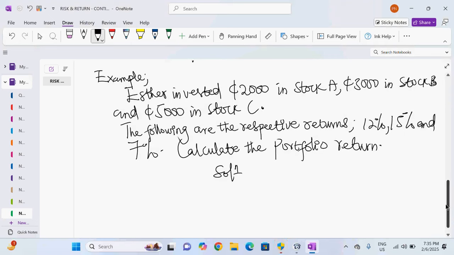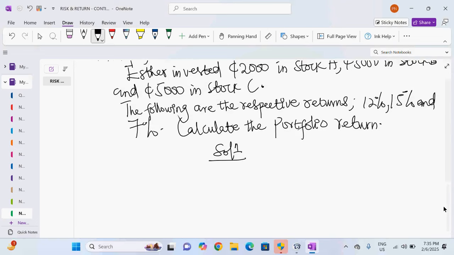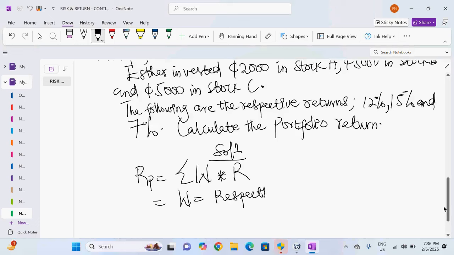So, solution. What is the formula for the portfolio return? The summation of the weight times the return. So what is our weight? How do we get the weight? The weight is the respective investment over the total investment.